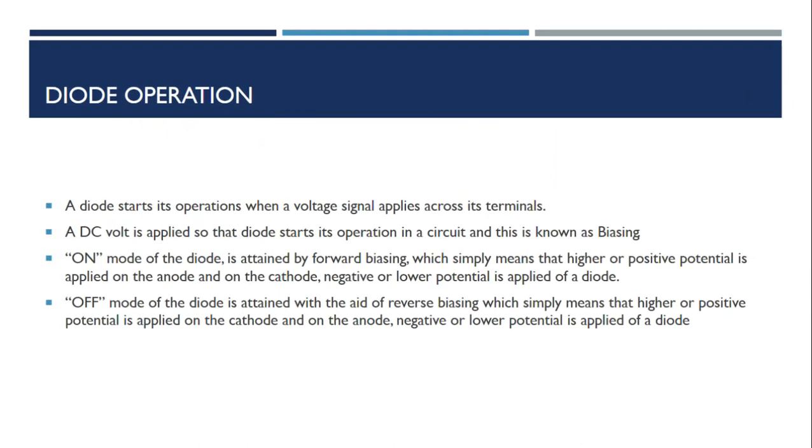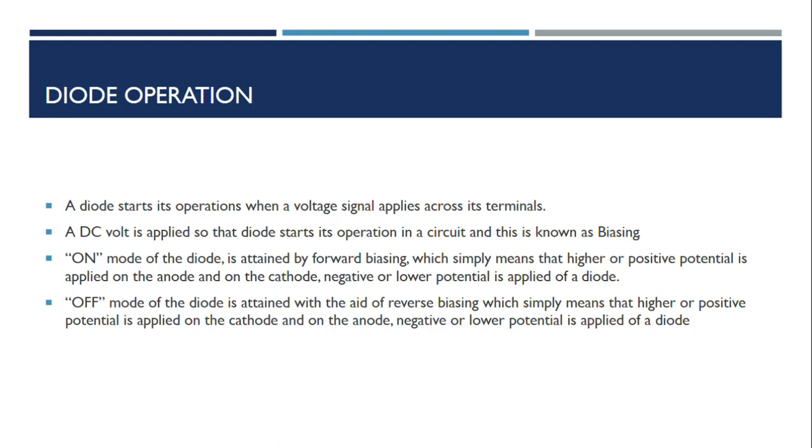This is the operation of the diode. A diode starts its operation when a voltage signal is applied across its terminals. A DC voltage is applied so that the diode starts its operation in a circuit, and this is known as biasing. The on mode of the diode is attained by forward biasing, which simply means that a higher or positive potential is applied on the anode and a negative or lower potential is applied on the cathode of the diode.